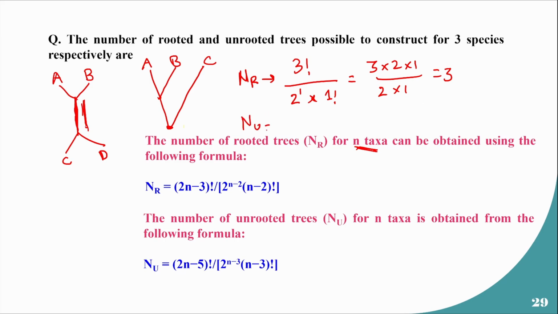Similarly, for unrooted trees, if you do the calculation, you will find that 2n minus 5, so 3 times 2 minus 5, that is 1, so factorial 1, divided by 2 to the power n minus 3. Since n is 3, it will be 2 to the power 0, times n minus 3, again 0 factorial. So 0 factorial is considered 1, 2 to the power 0 is considered 1. So it will be overall 1, right? So the number of rooted trees will be 3, number of unrooted trees will be 1, and the 3, 1 will be the answer for this question. If you are given 4 species, 5 species, and so on, you can just use this formula to calculate it out.